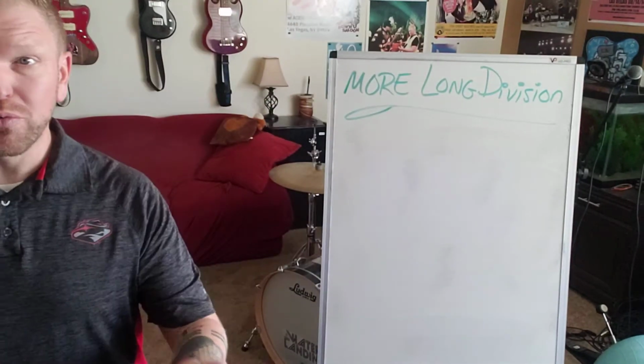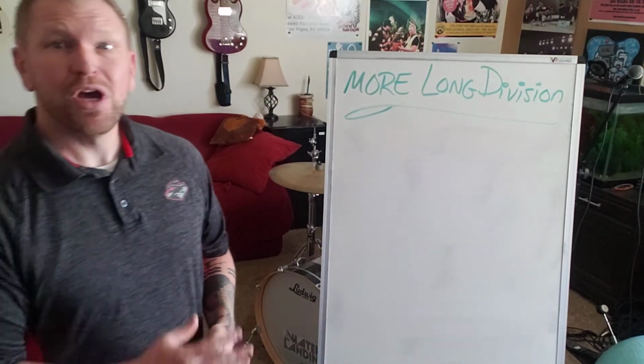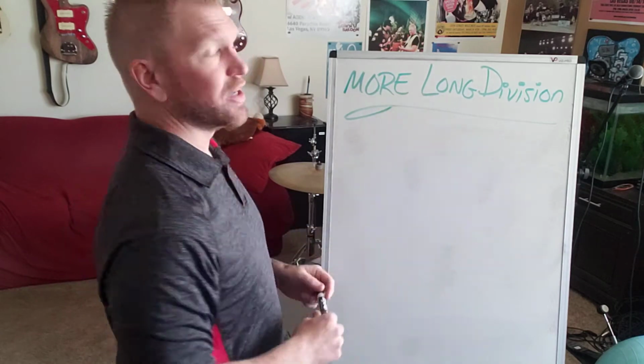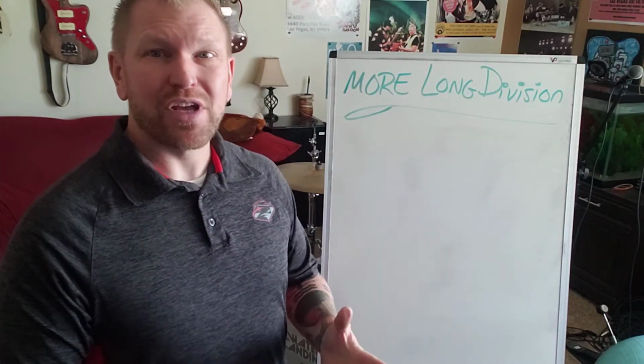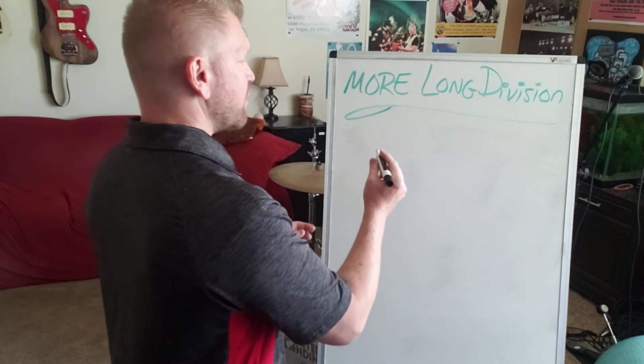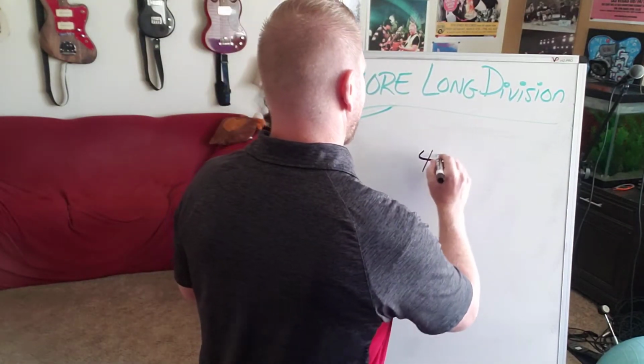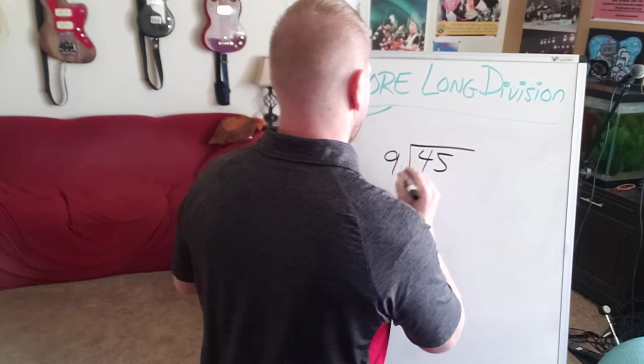Once you set that up, go to whatever page you're on. I happen to be on page 2. Go to page 2, write down the title, More Long Division. One thing we didn't do last time in the notes for long division was talk about vocabulary, so let's do that right now. Let's say we had an easy problem like 45 divided by 9.